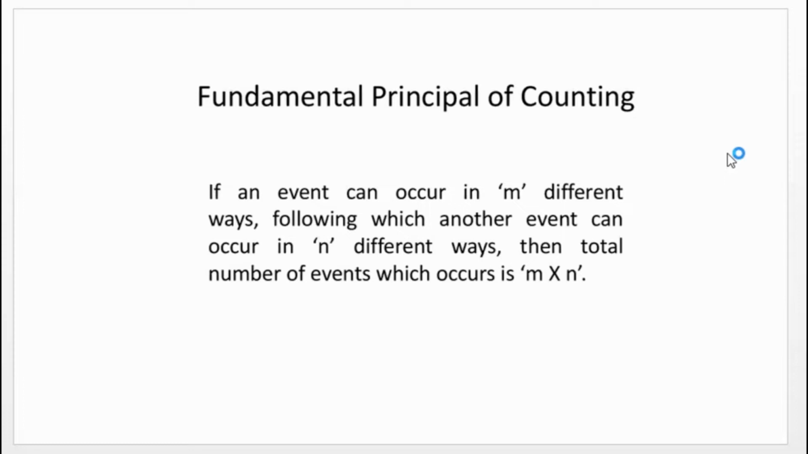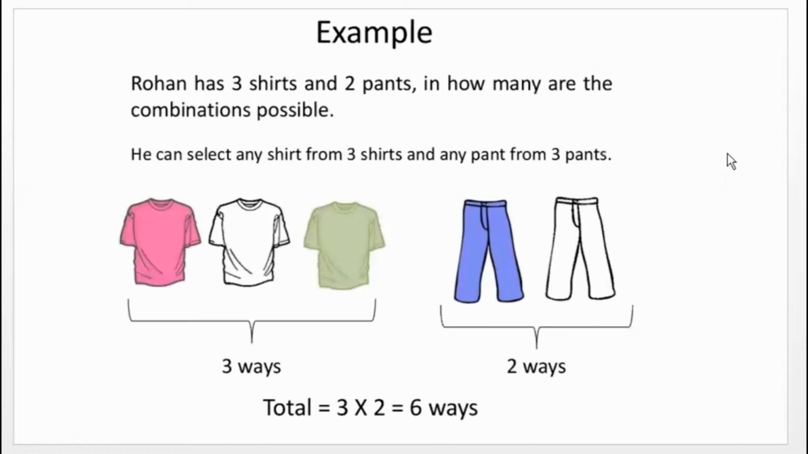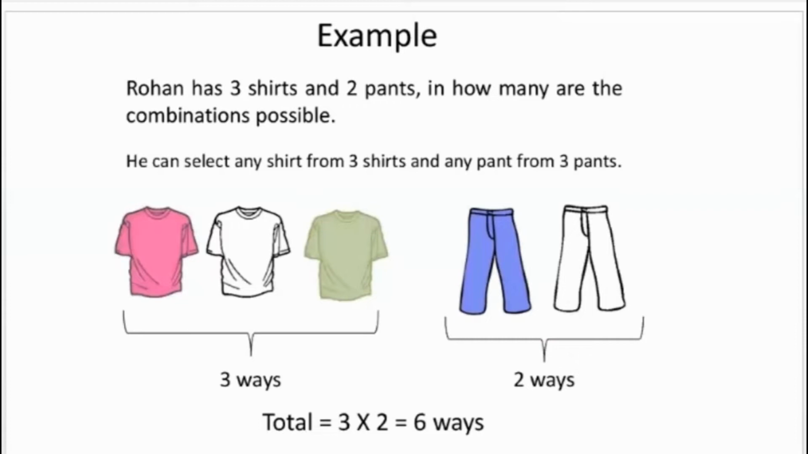So actually, if we see these things using the definition, it's a little bit tough, right? So I think a better way is to see it using some examples. So Rohan has 3 shirts and 2 pants, right? In how many ways are the combinations possible? How many ways can we choose 3 shirts and 2 pants?